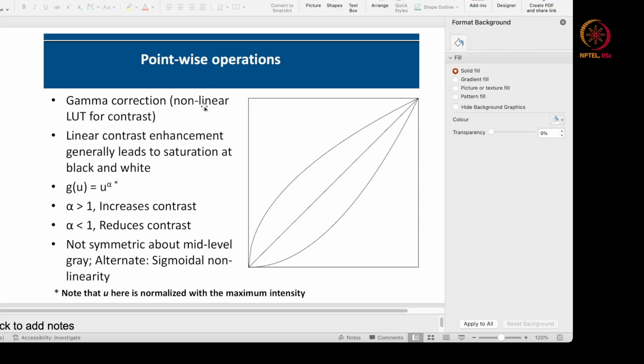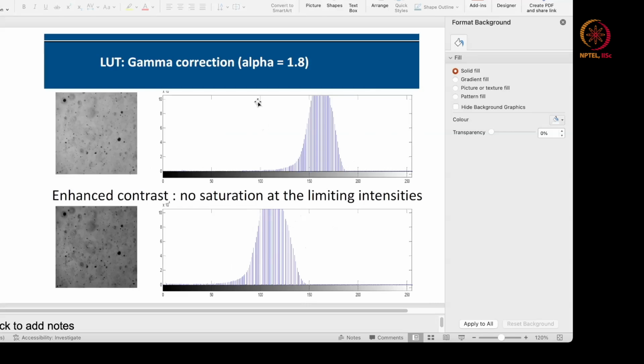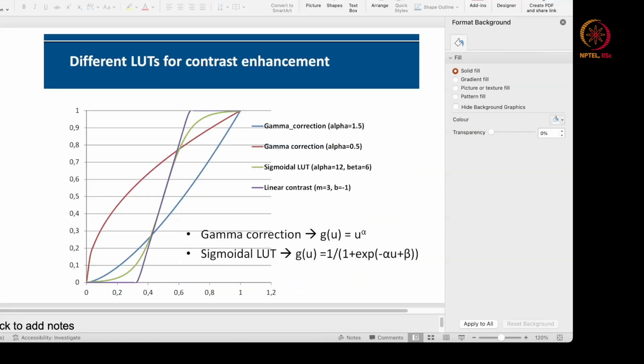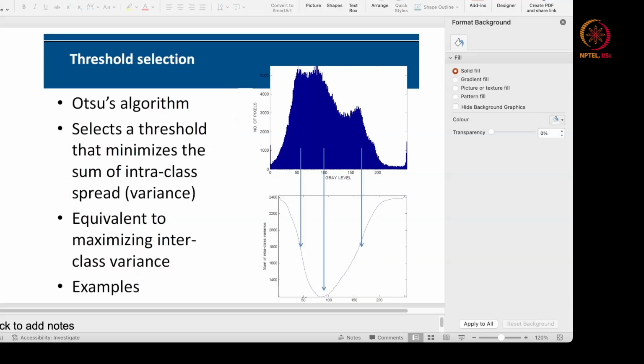There are more point-wise operations. These are gamma correction, for example, which is a non-linear LUT, or contrast. You can read more about this, and we will also have a demo session on it. This is gamma correction. This is enhanced contrast, with no saturation at limiting. More of the same. This is again gamma correction. These are different LUTs for contrast enhancement. All of these things we will show in a laboratory session.